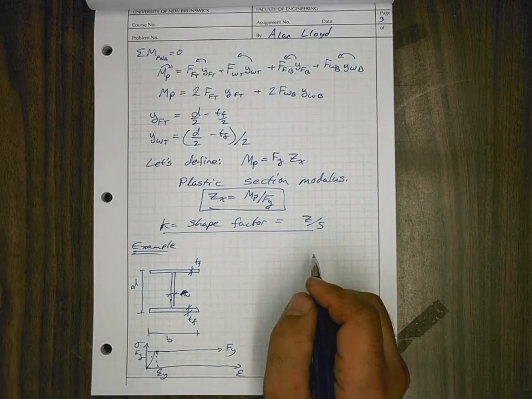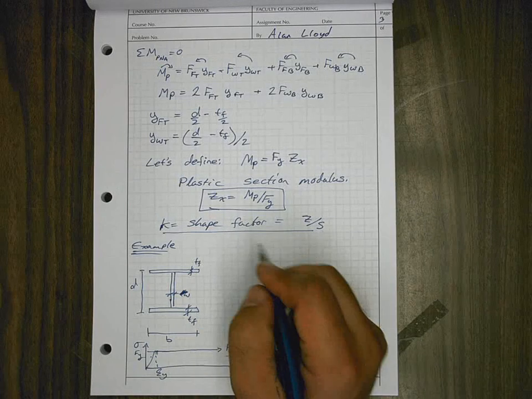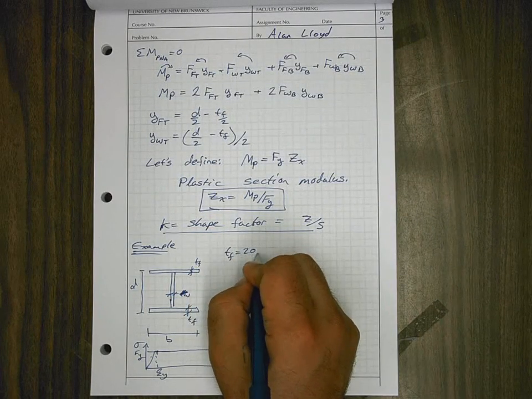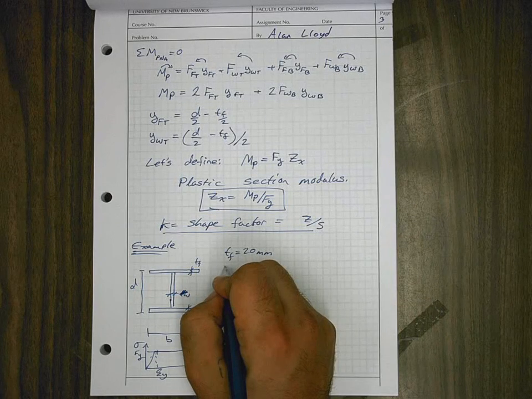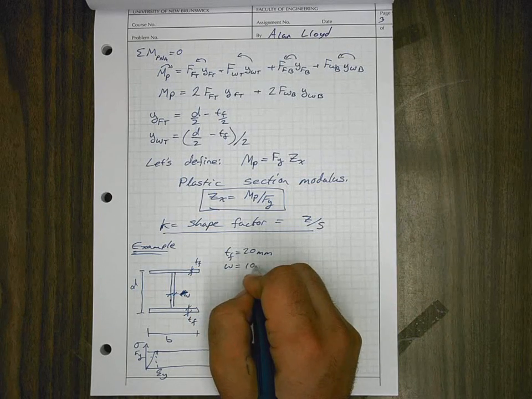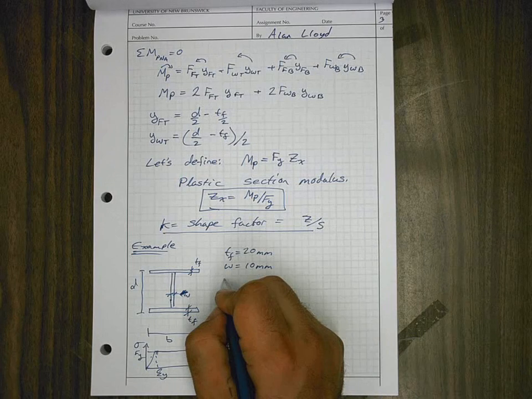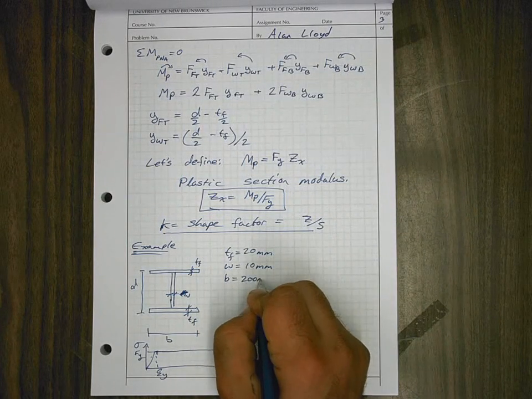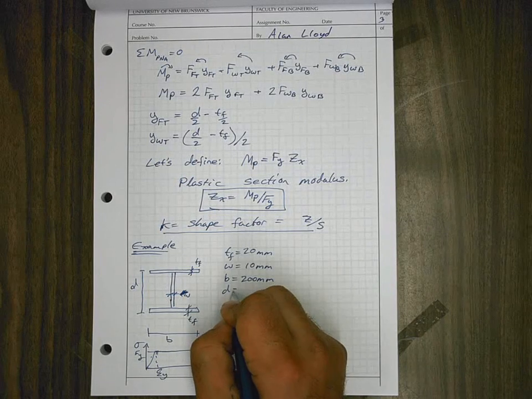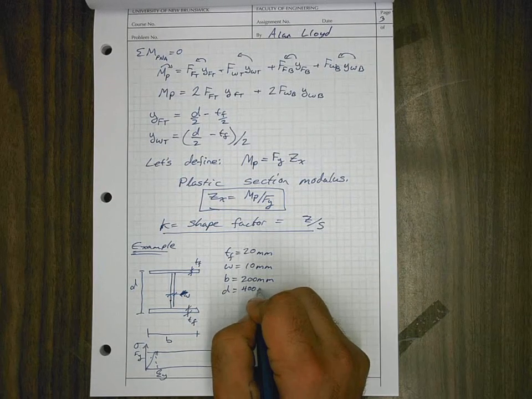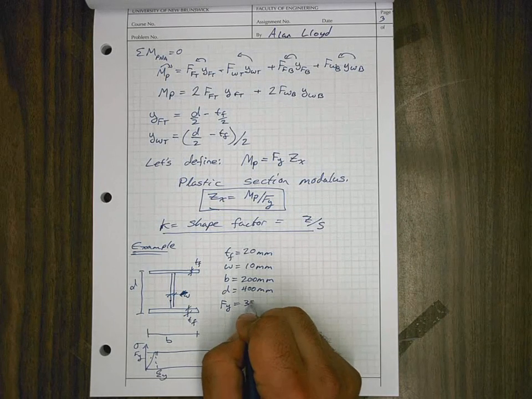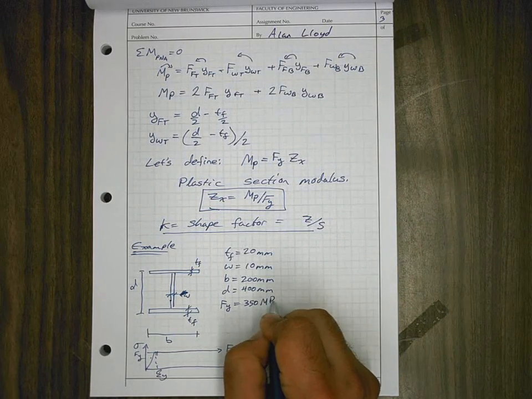So we can say that for this example, we had TF, flange thickness, of 20 millimeters. We had a web thickness of 10 millimeters. B is 200 millimeters. D is 400. And Fy is 350 MPa, megapascals.